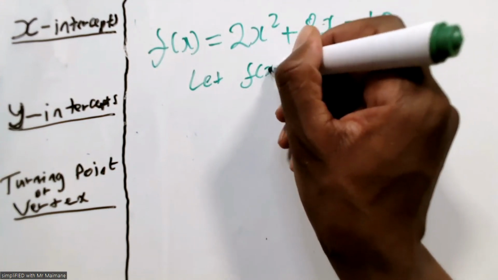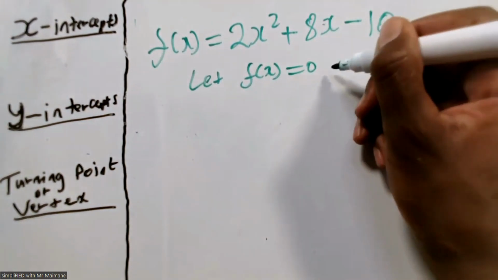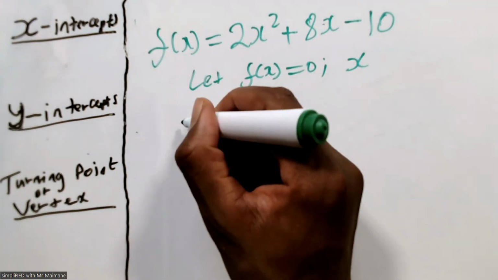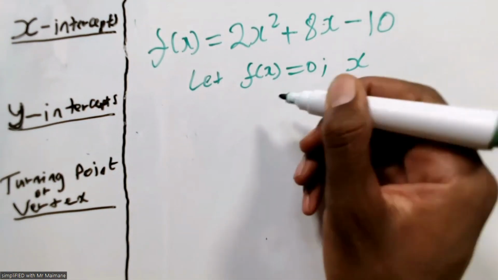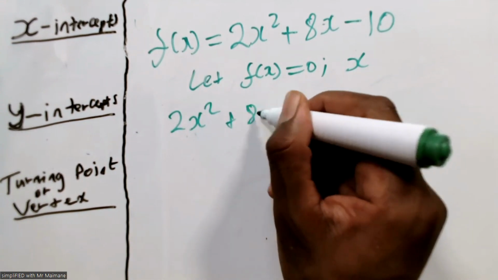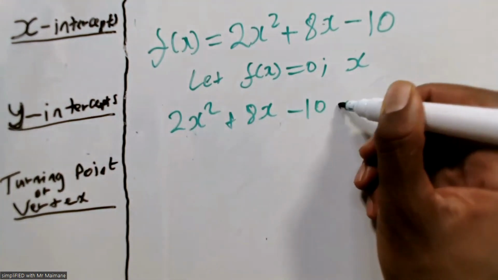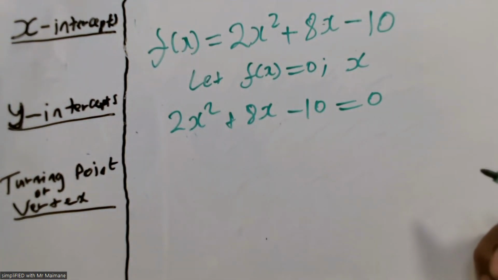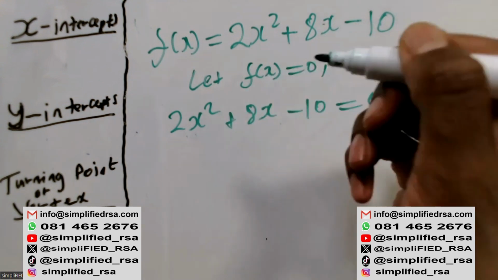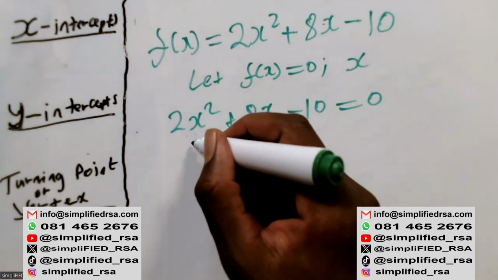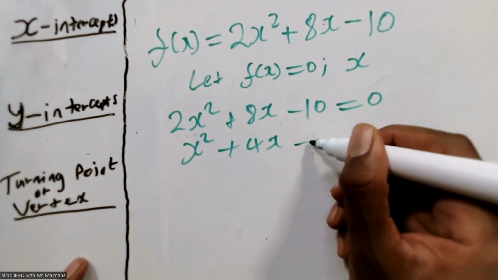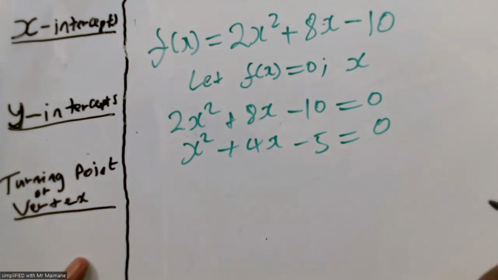I'm going to let f of x be 0 to find the x-intercepts. So when I let f of x be 0, it means I will have 2x squared plus 8x minus 10 is equal to 0, like that. Then I'm going to try to factorize this because it looks a bit easier. I'm going to divide by 2 throughout, and then I will have something like this.